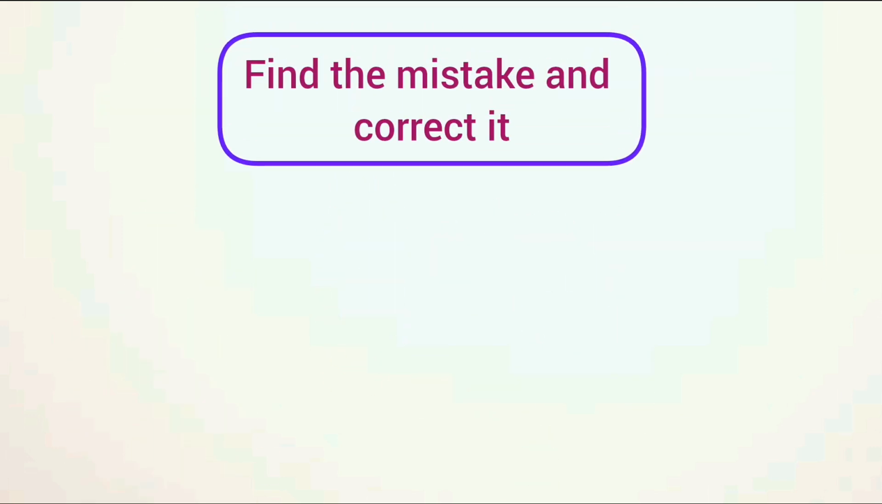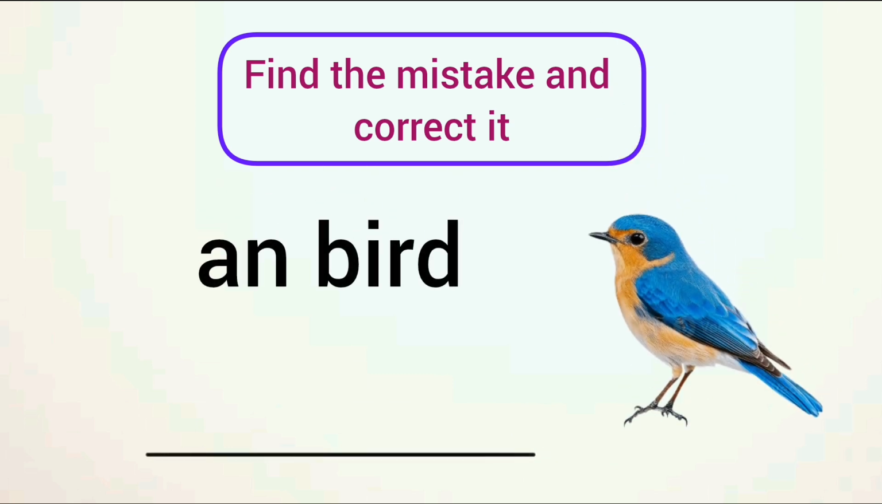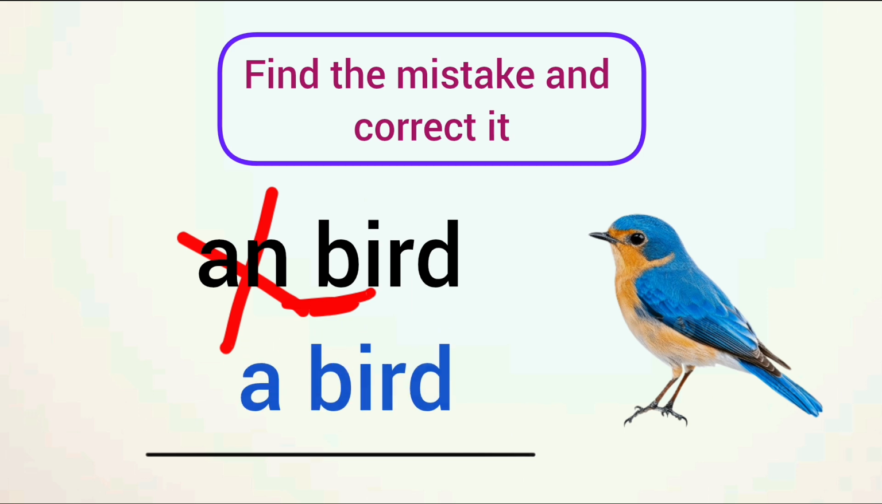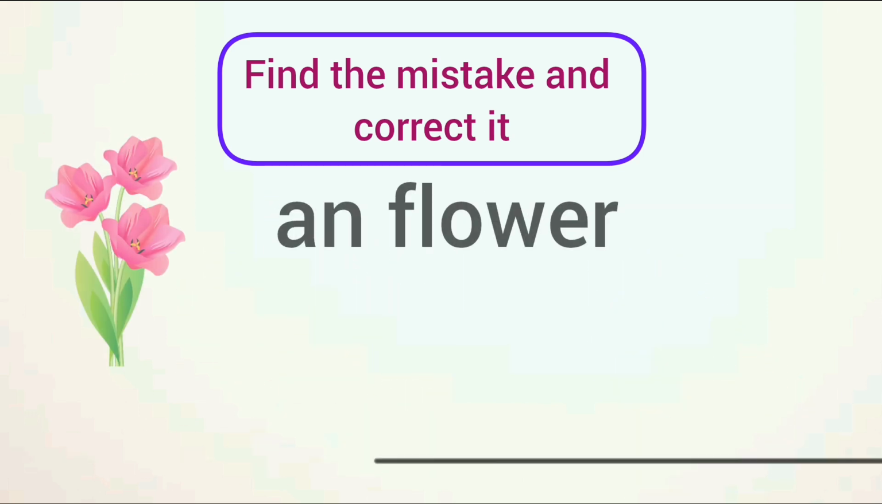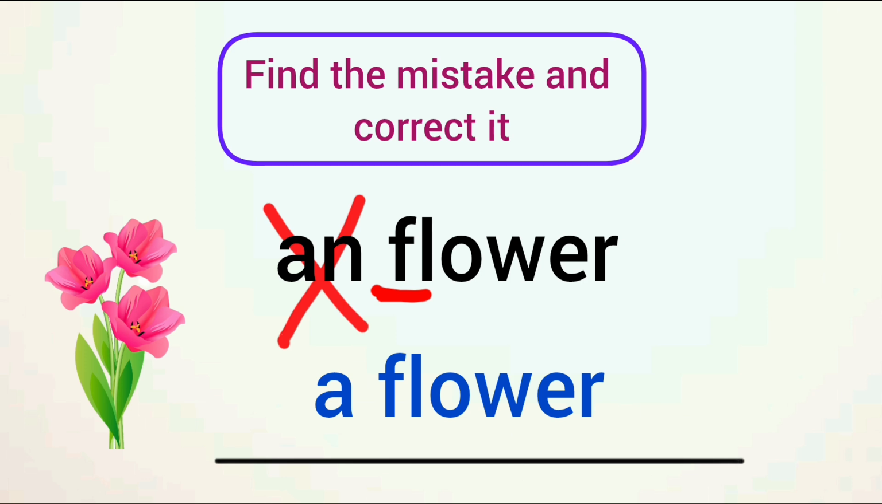Find the mistake and correct it. An bird. Bird begins with a consonant B, so we say a bird. Write a bird on the line. An flower. Flower begins with a consonant. We do not use an with consonants, so you write a flower on the line.